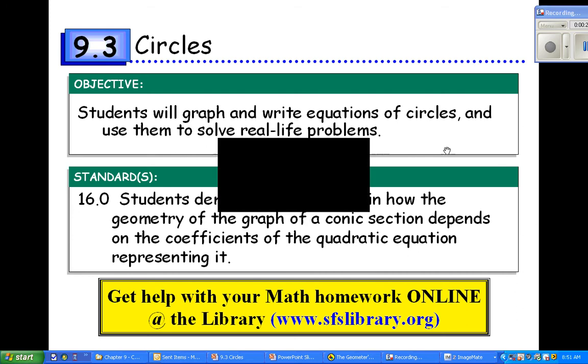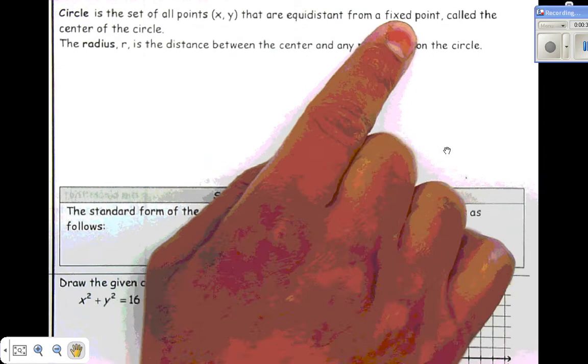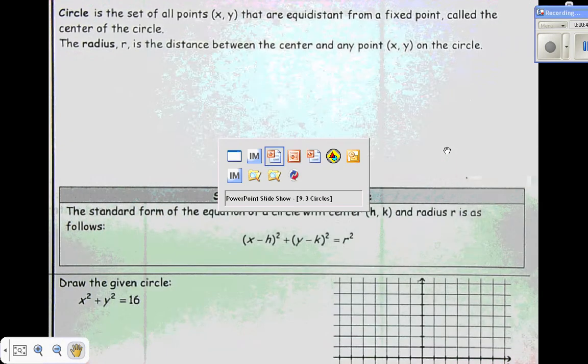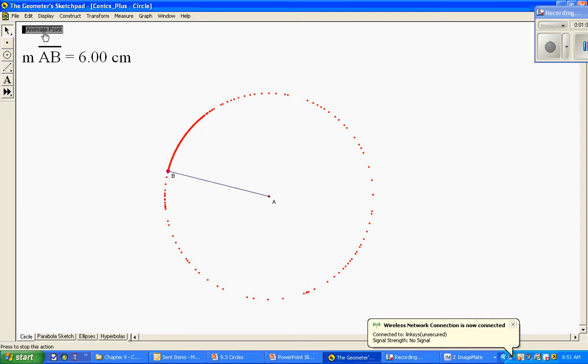Now, if we look at your notes for section 9.3, the definition of a circle is the set of all points, x and y, that are equidistant from a fixed point, called the center of the circle. To help you illustrate this definition, it's the set of all points that, in this case, are 6 centimeters, because that's the distance we set our radius to be, away from the center. If we collect all of those points that are 6 centimeters away from the center, that will shape up our circle.